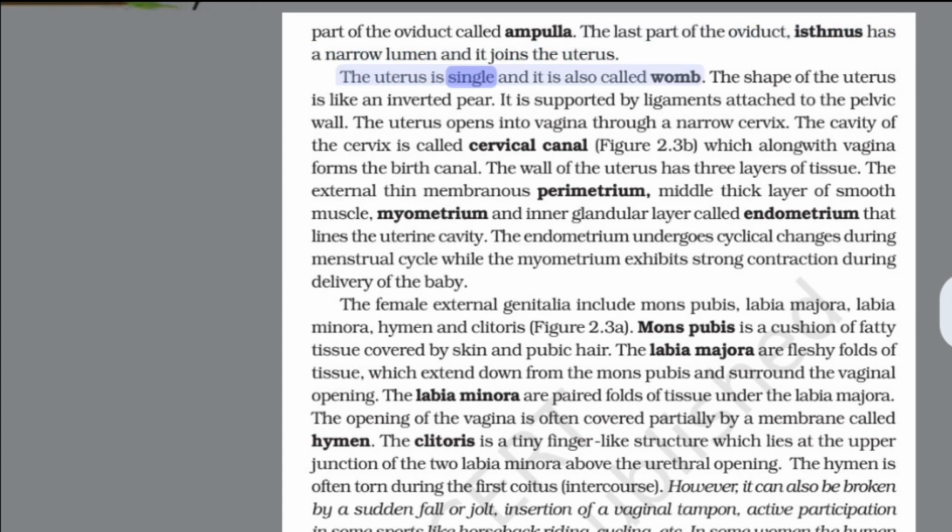The uterus is single and it is also called womb. The shape of the uterus is like an inverted pear.